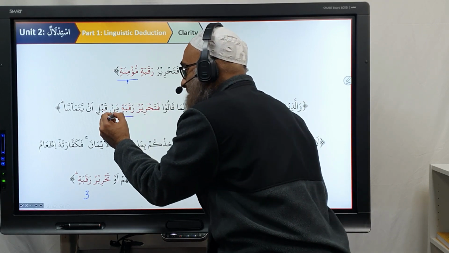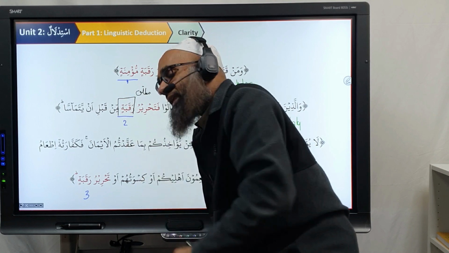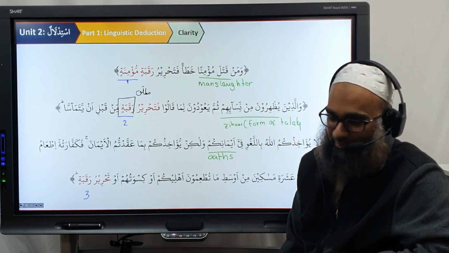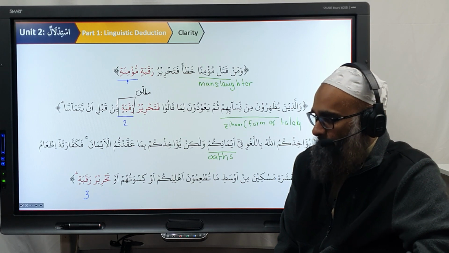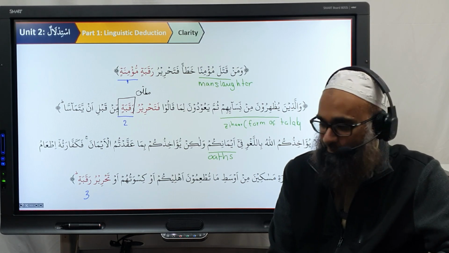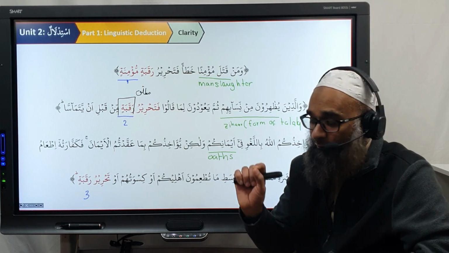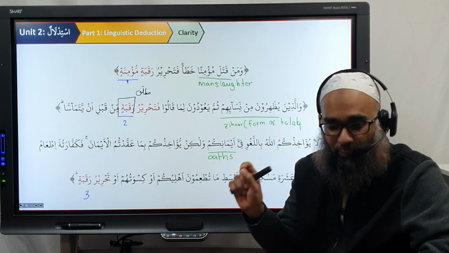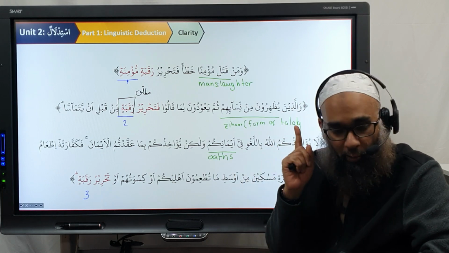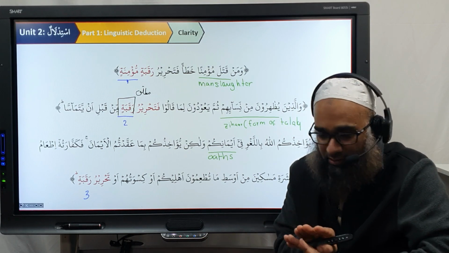Let's finish off right now. This raqaba being mutlaq or muqayyad, is it qat'i dalala or dhanni dalala? Is it qat'i dalala or dhanni dalala? What do you think? If dhanni dalala, you have to free a slave, that's qat'i dalala. Because tahrir, we know what tahrir is, khas, we know what it means. We know what raqaba means, that's qat'i dalala. It's qat'i thubut from the Quran, qat'i dalala.